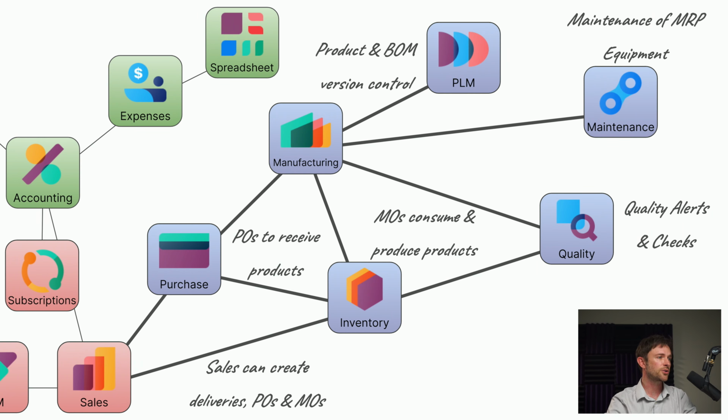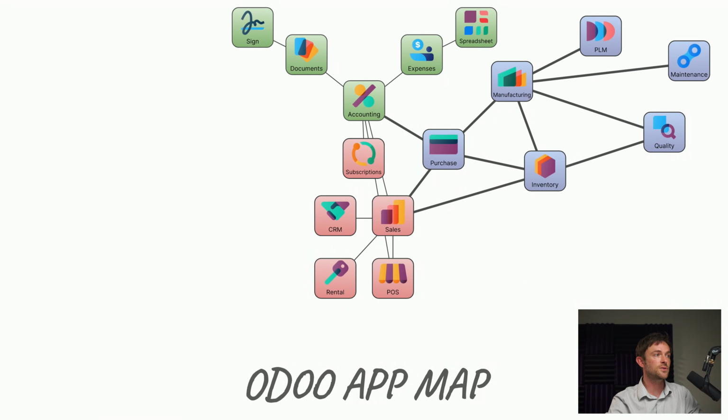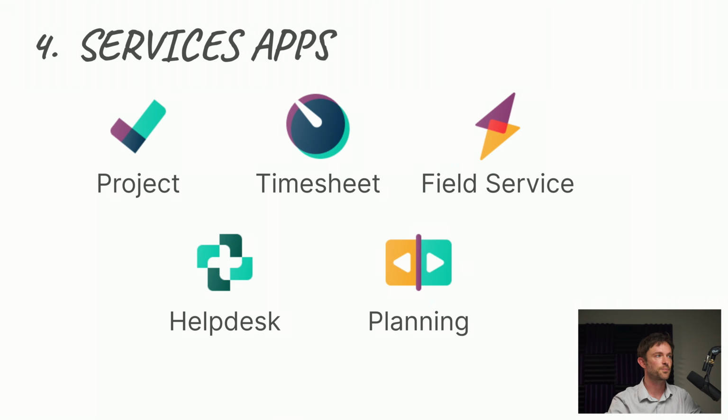Finally, vendor bills, they're created from purchase orders and those go into accounting. If you're using automated inventory valuation, then all stock moves can create journal entries as well, but that's optional. Okay, so far in just those first 3 app groups, we have a lot of apps and we're seeing a lot of connections and it's starting to create some kind of crazy shape. It might look weird for now, but just stay with me because we're building something.